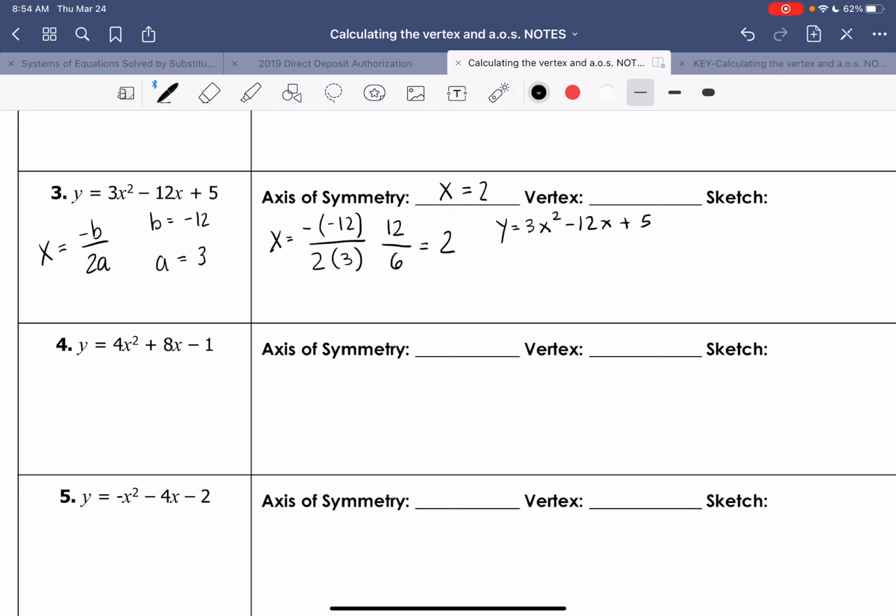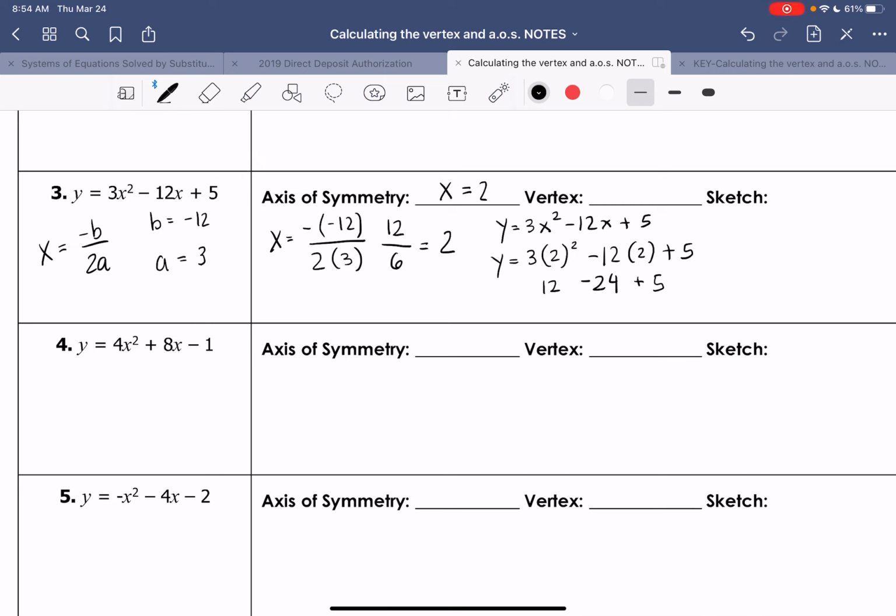So once we have our numbers here, we're going to say y is equal to 3 times, no longer x, but 2 squared, minus 12 times 2 plus 5. Just the order of operations: 2 squared is 4, and then 4 times 3 is 12, minus negative 12 times 2, so minus 24, and then plus 5. So 12 minus 24.